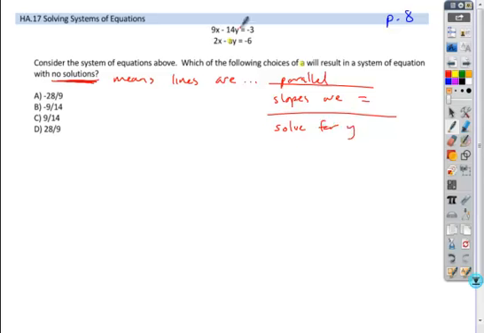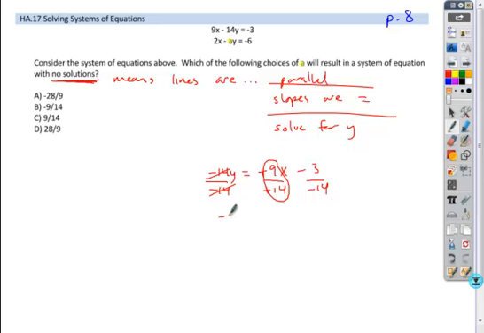So if you take each of these equations and solve for y, for the first one I have negative 14y equals, I'll move my 9x over, so minus 9x, the negative 3 stays, divide by negative 14, and there's my y equals. So this is my slope, the negatives cancel. So the slope of the top equation is 9 over 14.